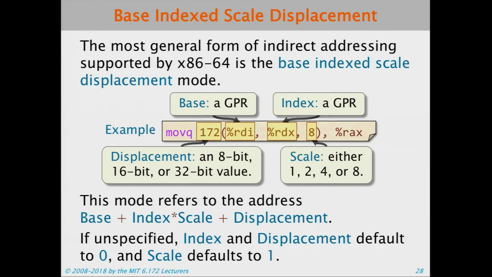And then it adds the index times the scale. So the scale is 1, 2, 4, or 8. And then a displacement, which is that number on the front. This gives you very general indexing of things off of a base pointer. So you'll often see this kind of accessing when you're accessing stack memory.